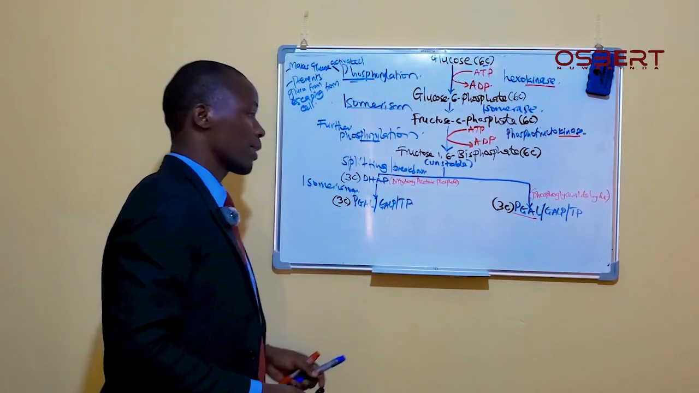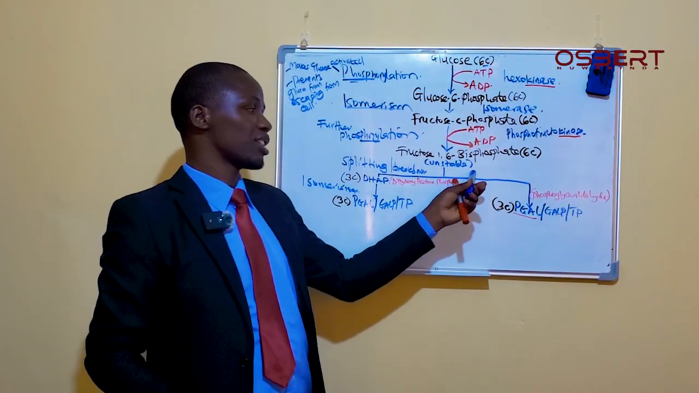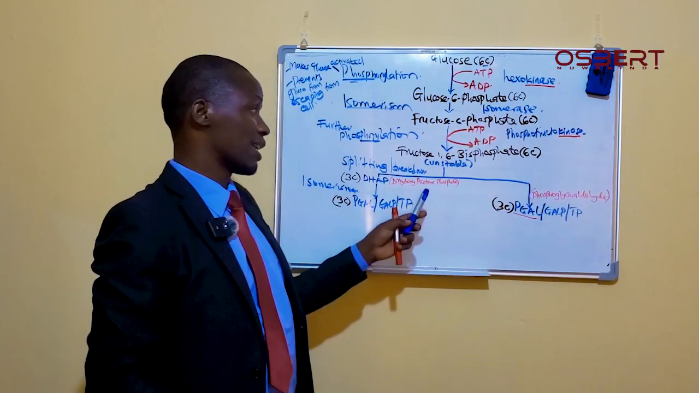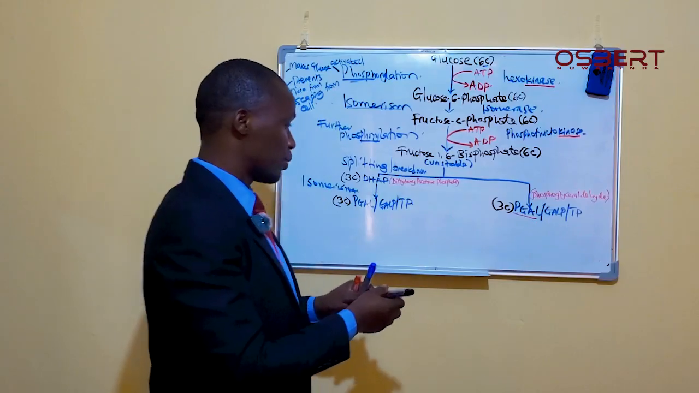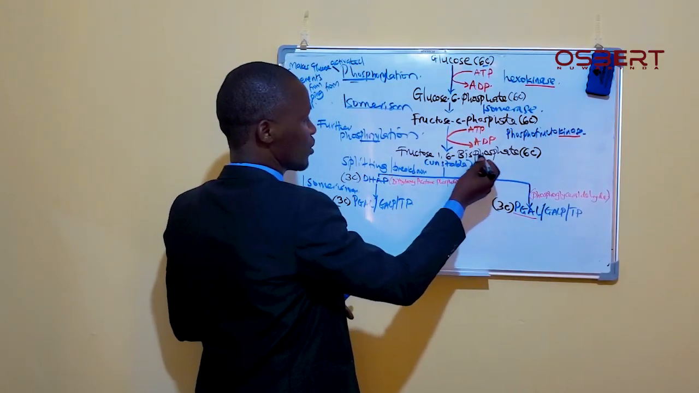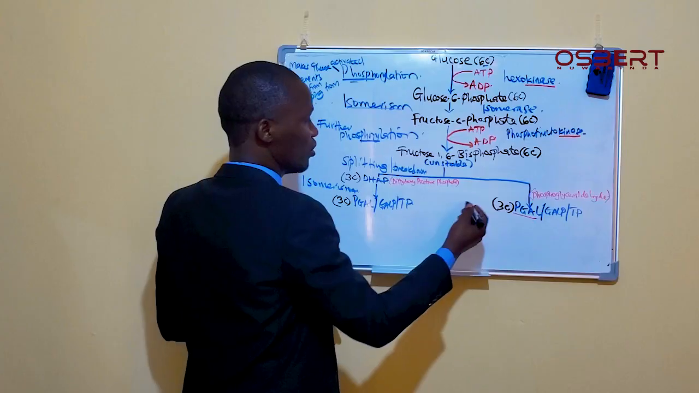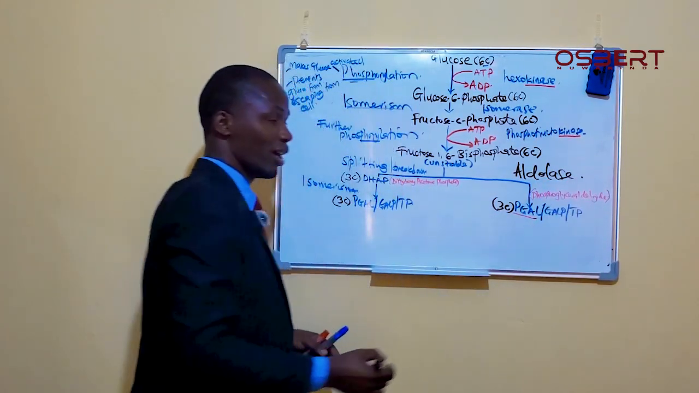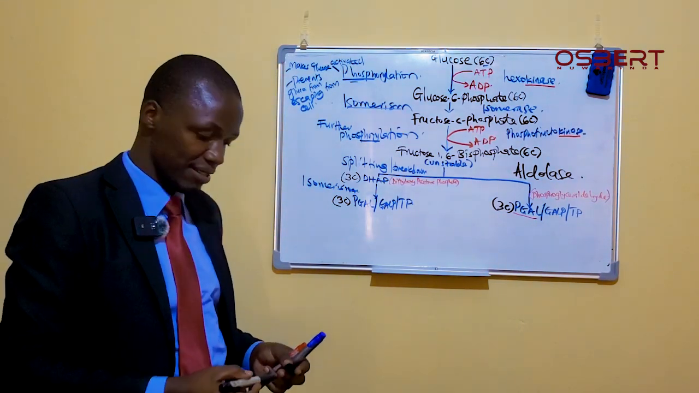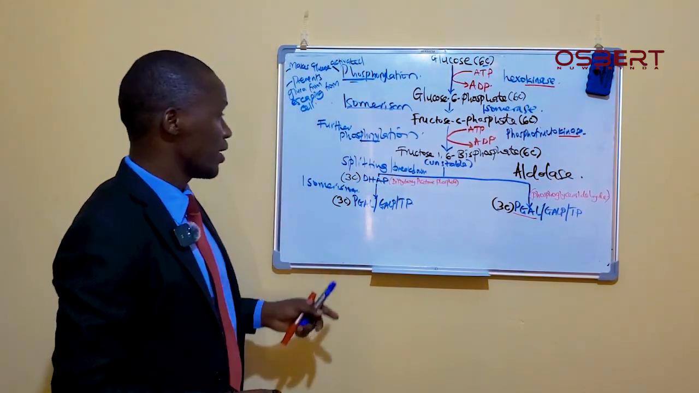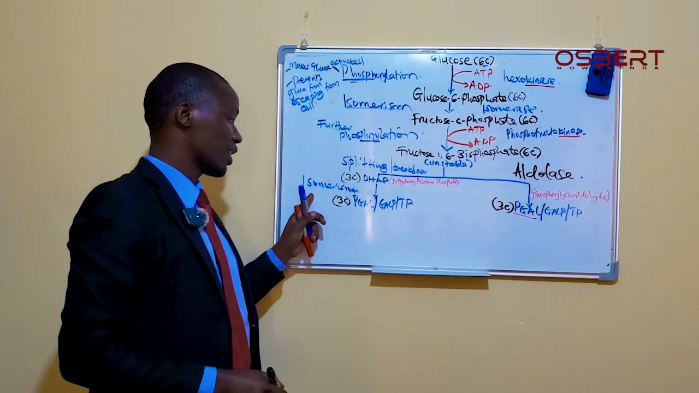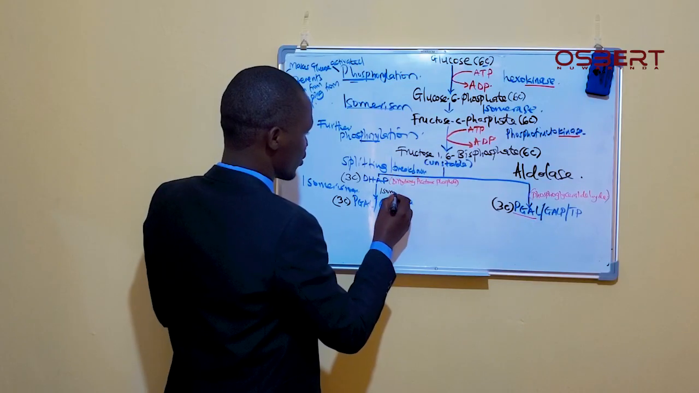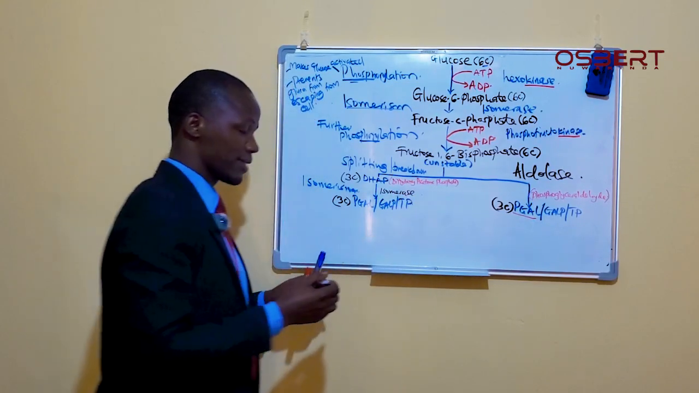Now, if I can continue, don't we have enzymes here? Yes, we have an enzyme here. And what's that enzyme? The enzyme which catalyzes the splitting of fructose 1,6-bisphosphate into these two is called aldolase. That's the name of the enzyme. Likewise, the enzyme which catalyzes this conversion will be an isomerase enzyme.